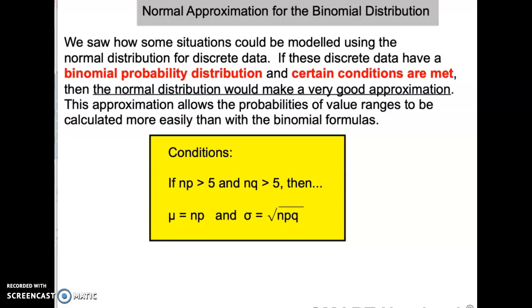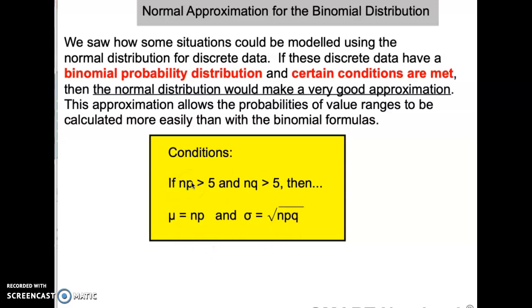So last class we looked at how a normal distribution can sometimes be used in order to approximate a discrete variable. Today we're going to continue with that, and we're going to add on the fact that sometimes a normal distribution can actually be used to approximate a binomial probability distribution. In order to do that, there are a couple conditions that have to be met.